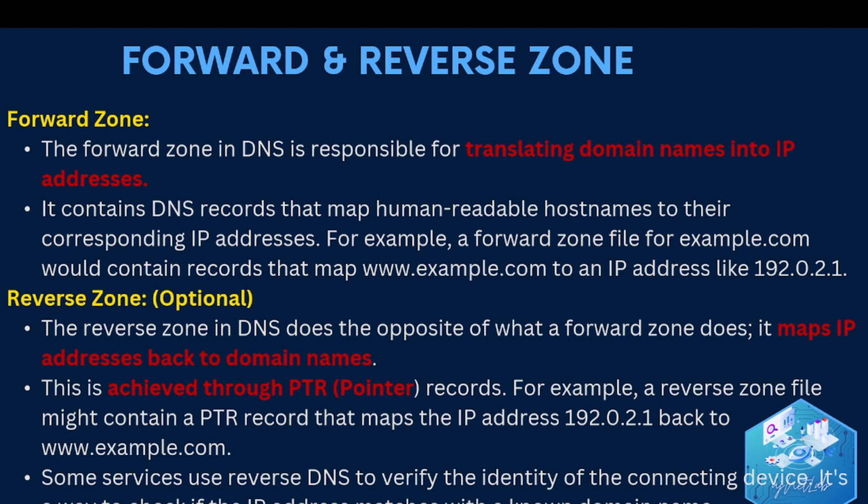Then we have the reverse zone. Those are optional actually. It's not needed that we map the IP address back to the domain name. But if you want to do a reverse zone, how is it achieved? It is achieved with the help of the pointer. For example, in the reverse zone file, we will make a PTR record which will map the IP address back to the UGNet lab.